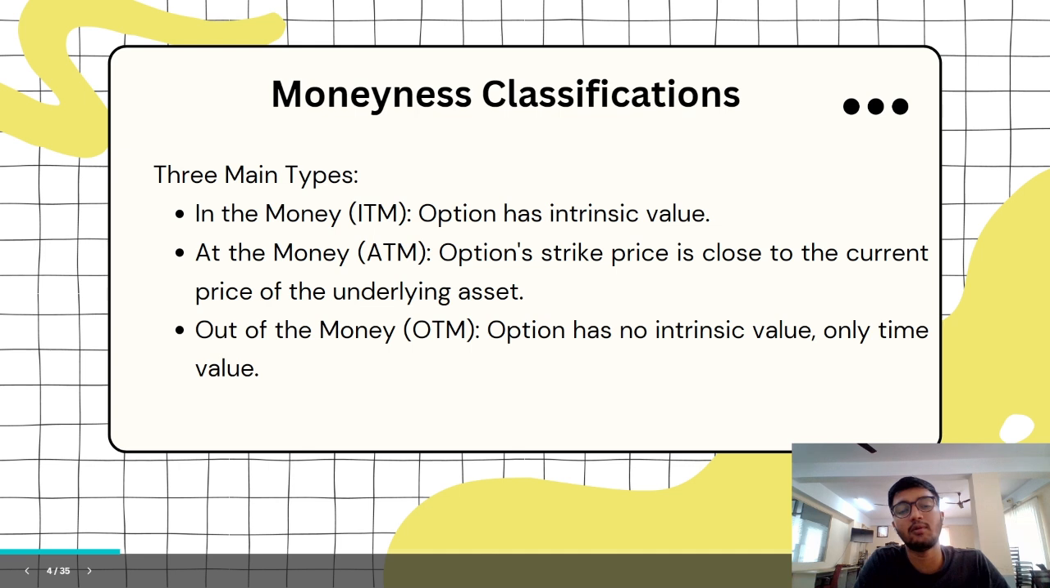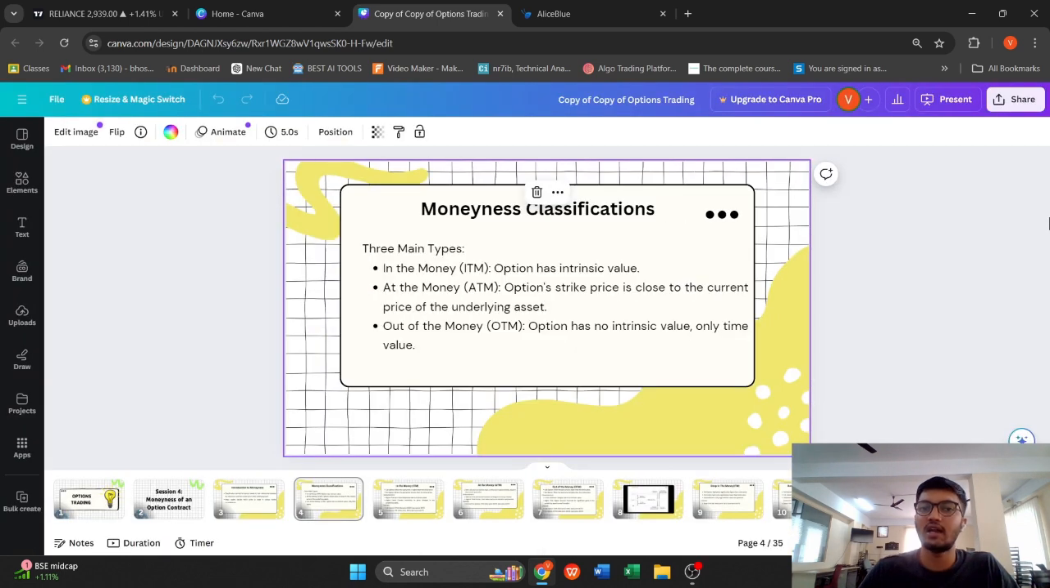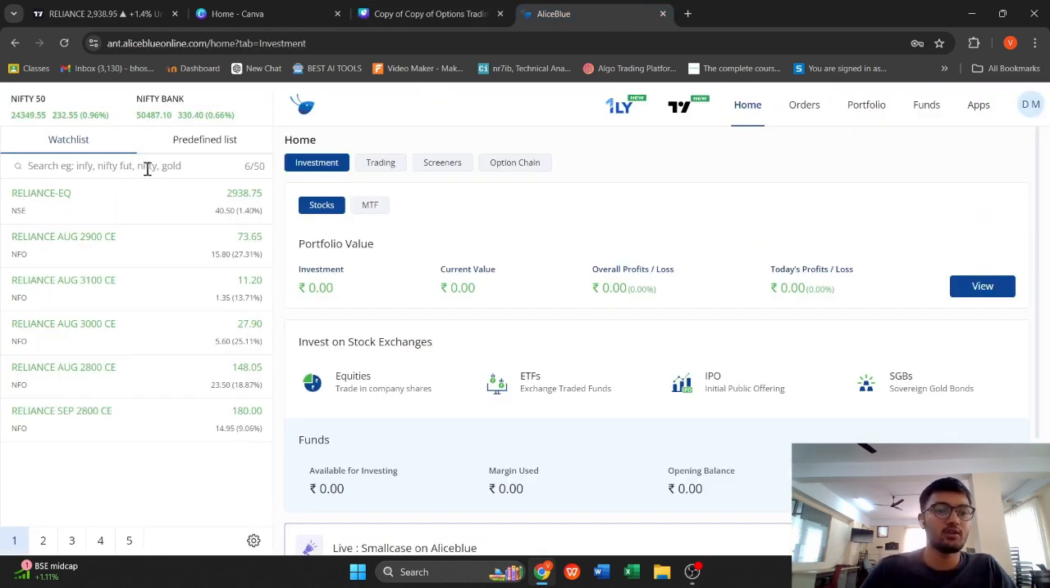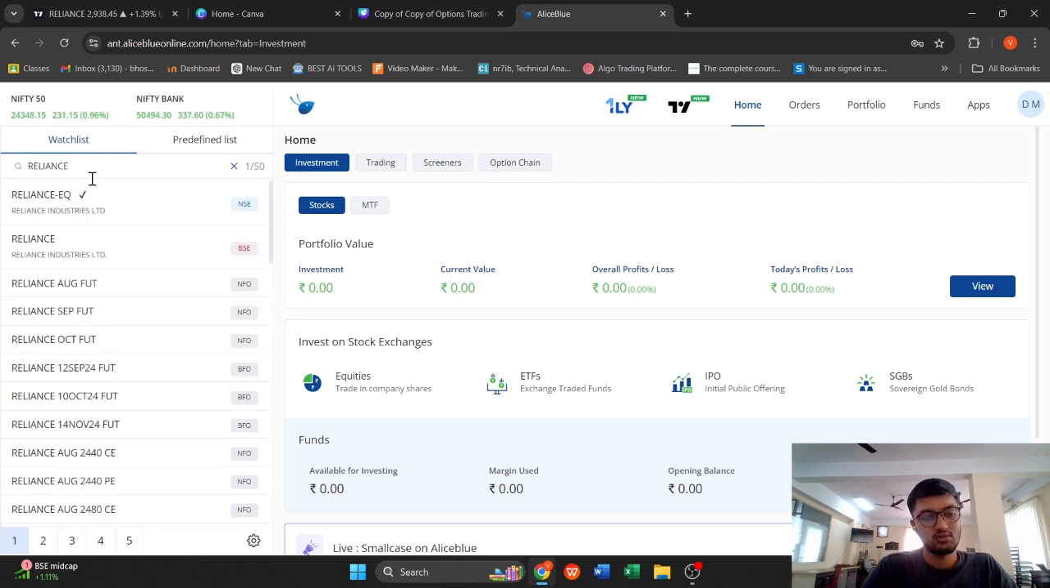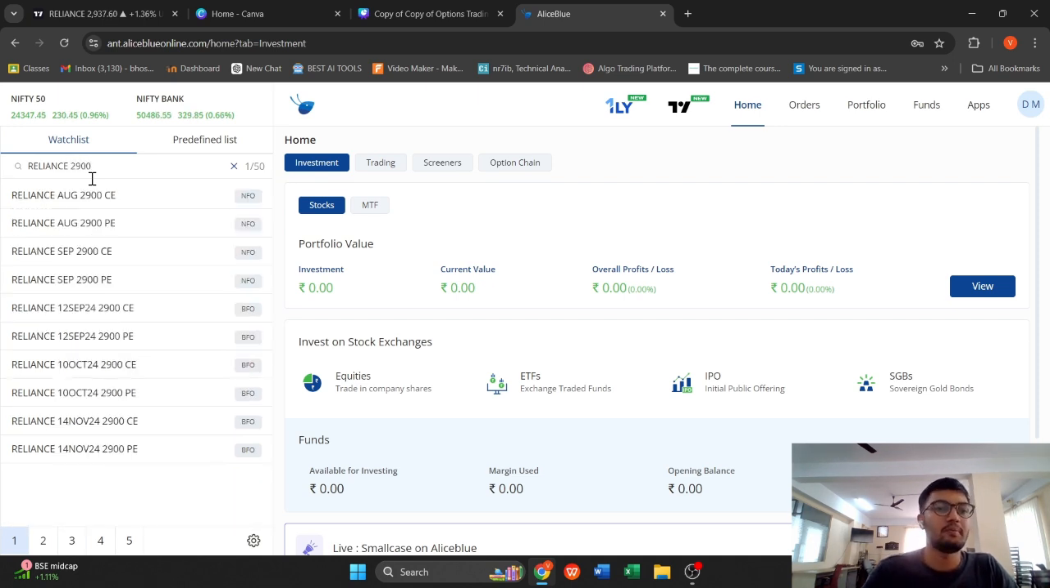So this I was talking about in the case of C, call European. In the case of put, the strike price, at the money strike price will remain the same. 2,900 will be the at the money strike price. But in case of put, I'll just show you. So this same contract with the put. Reliance 2,900 P will be my at the money now.